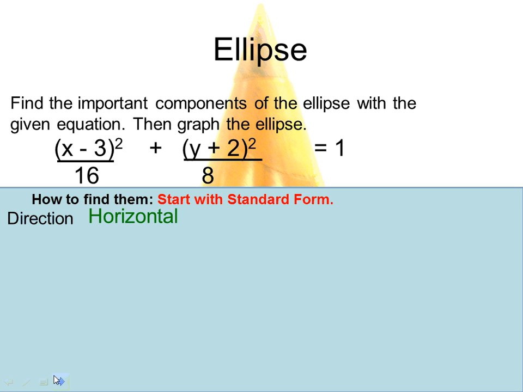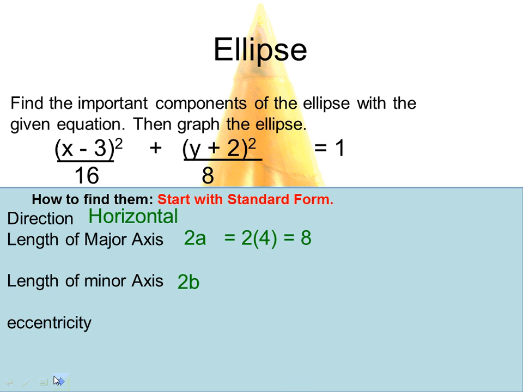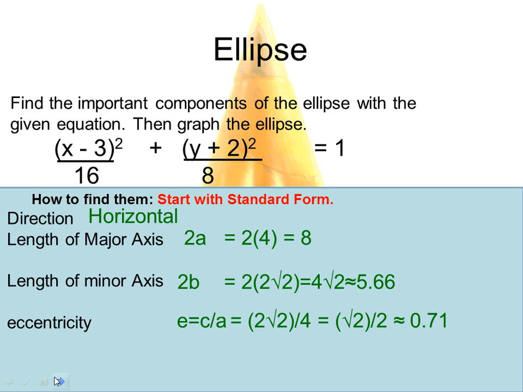Other thing, the length of the major axis is 2a, so that means it's 2 times 4, which is 8. The length of the minor axis is 2b, so it's 2 times the square root of 8, which is around 5.6. Eccentricity is c over a. That is 2 square root of 2 over 4, or square root of 8 over 4. If I reduce that down, it's about 0.71. So I have all the important information.